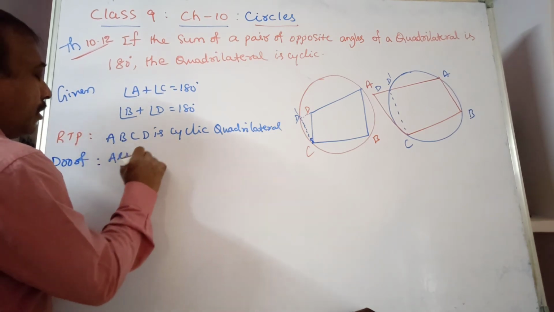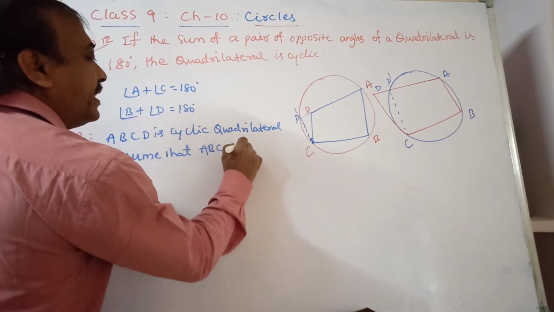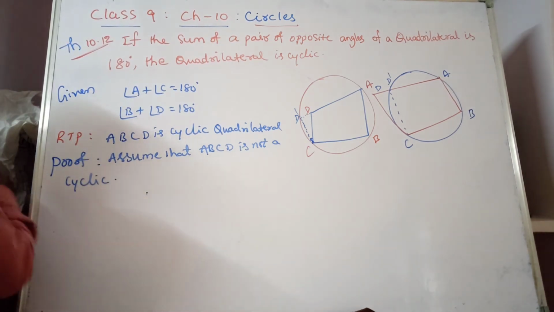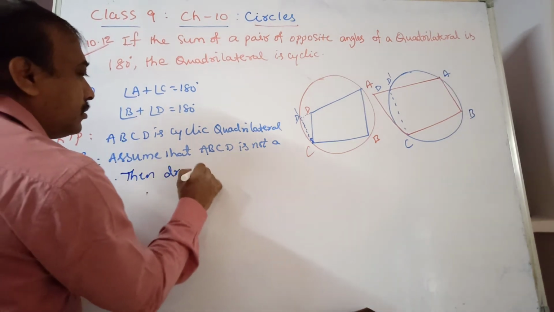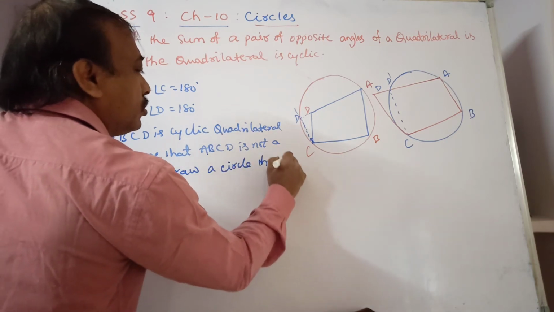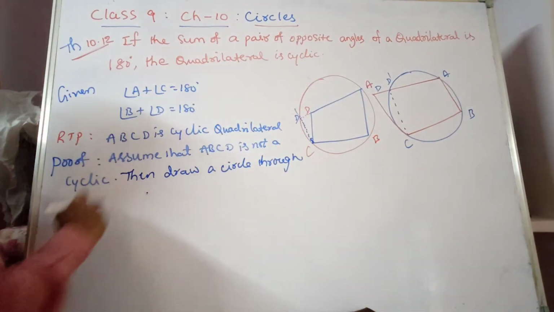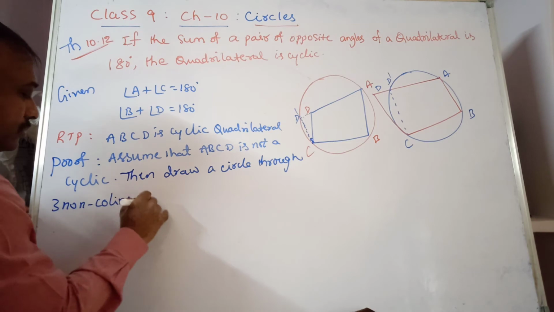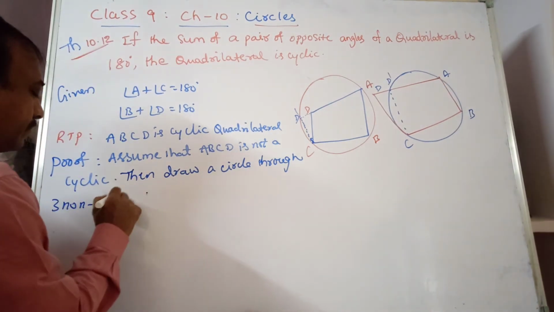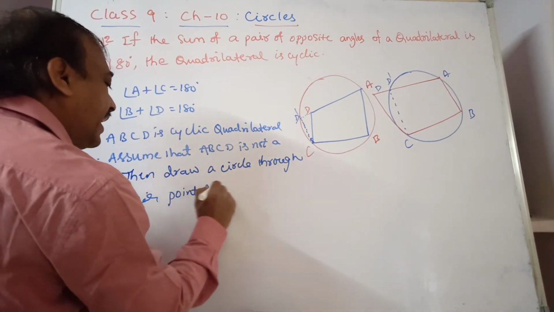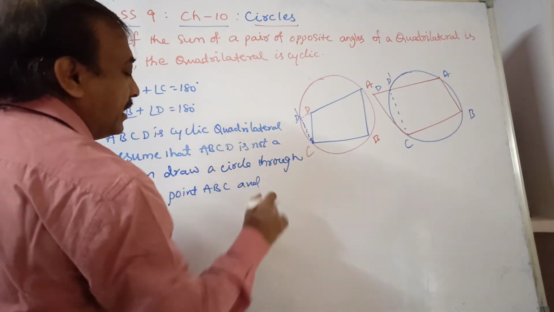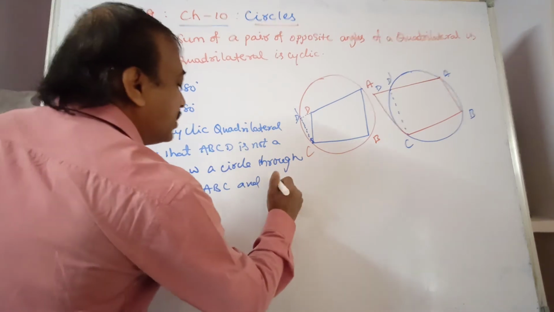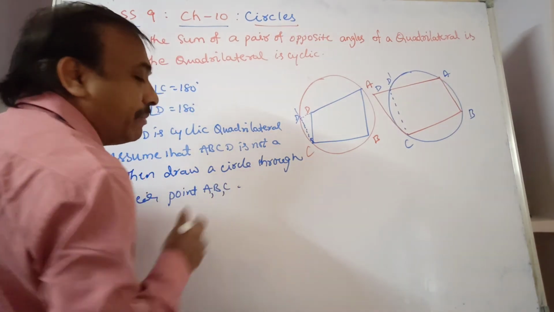Assume that ABCD is not cyclic. Then draw a circle through three non-collinear points A, B, C. When you draw the circle through the three non-collinear points A, B, C, you observe it is not passing through D.